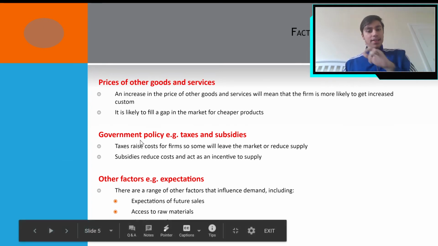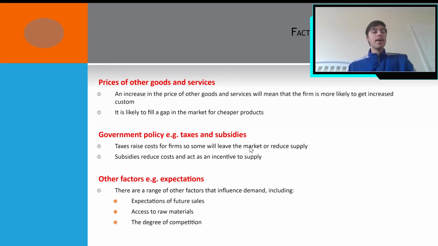Now, government policy, taxes and subsidies. Taxes raise costs. Let's say the government increases corporation tax. Corporation tax is a business tax on profits. Tax raises costs for firms, so some will leave the market or reduce supply. If they have less money, they would have to reduce the supply or leave the market and go into something else. Now, subsidies reduce costs.